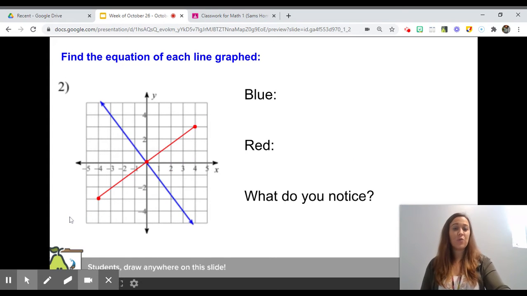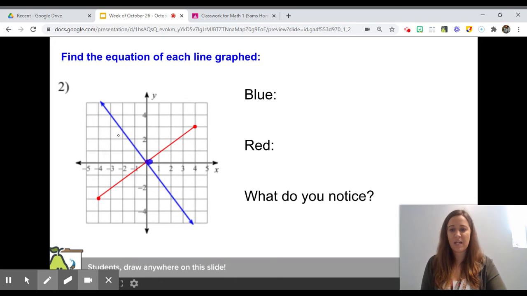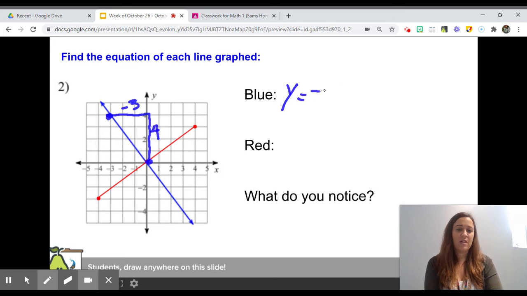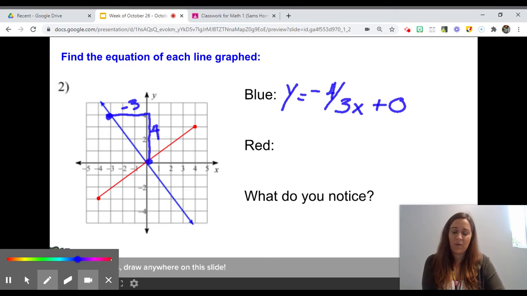Okay, taking a look at number 2, we have a perpendicular line, which means they cross at a 90-degree angle. So let's go ahead and take a look at our blue line's equation. In this particular graph, we have the blue line crossing at the y-intercept, and the second point that we're going to use is up here. We're going to go up 1, 2, 3, 4, and over 1, 2, 3. Remember that whenever you go to the left, that represents negative. So your equation would be y is equal to -4/3, because you always put the rise over the run, x plus 0.